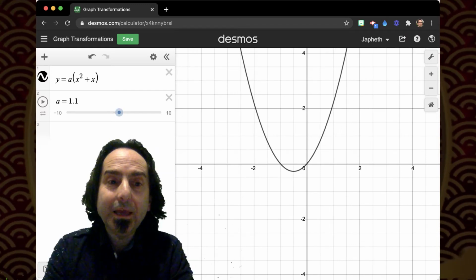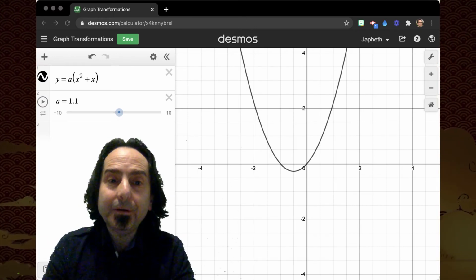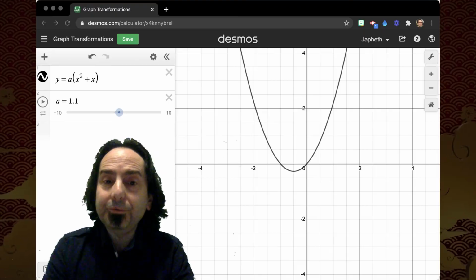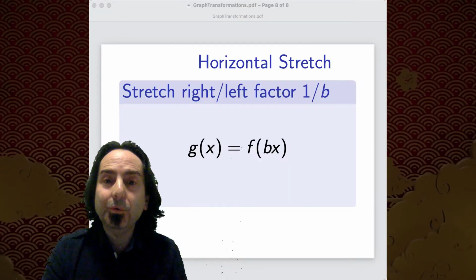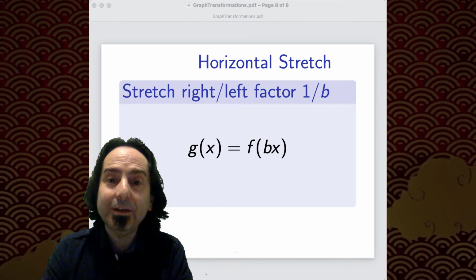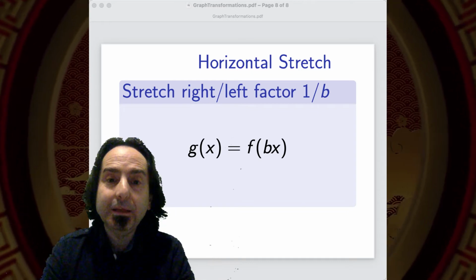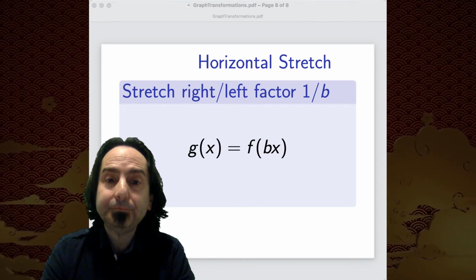But notice that there's 2 points that stay the same, those x-intercepts. Okay. And there is another stretch. Thus, if we stretch it horizontally, if we multiply the inside function by a parameter b, it'll change it horizontally by a factor of 1 over b.